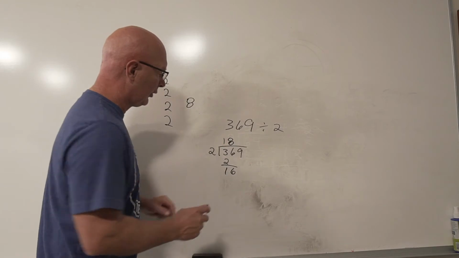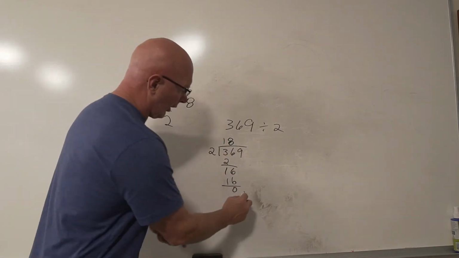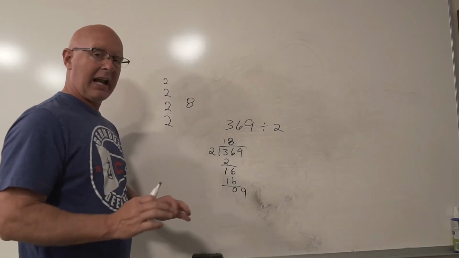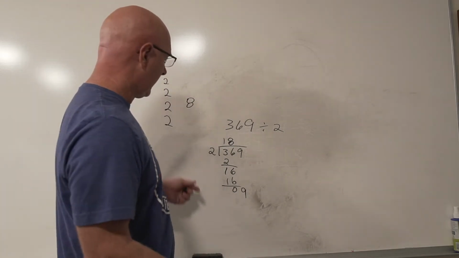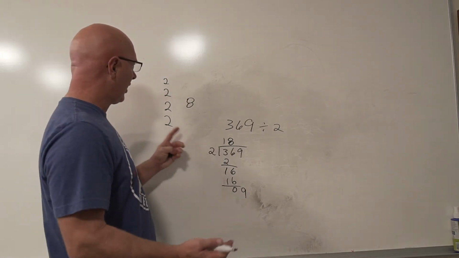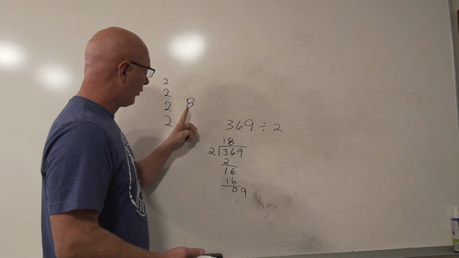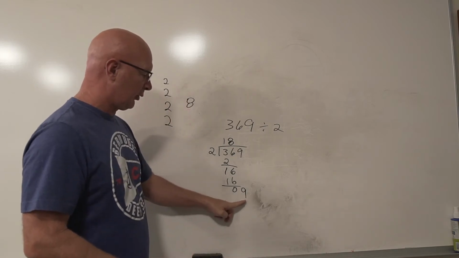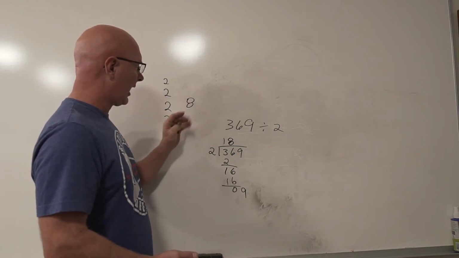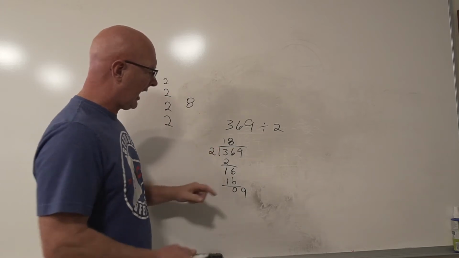So now we say 2 times 8 is 16. That adds up to 0. We bring our 9 down here, and now we're asked another question. How many times does 2 go into 9? Well, we already know the answer. We looked at it right here. 2 times 4 is 8. If we did 2 times 5, we'd be 10, which would be bigger than 9. So we have to stop at 8. So 2 times 4 is going to give us 8.